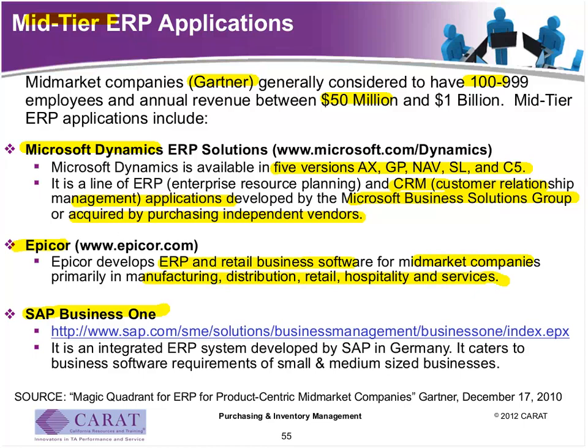Now you can find Microsoft Dynamics at this website here, Epicor at www.epicor.com, and then SAP Business One. The URL is a little more complicated, so you probably want to click on that. And again, you can get all of this through the participant manual as well.